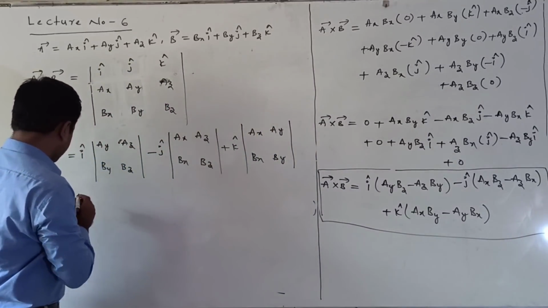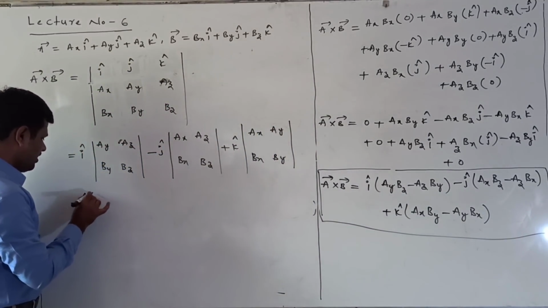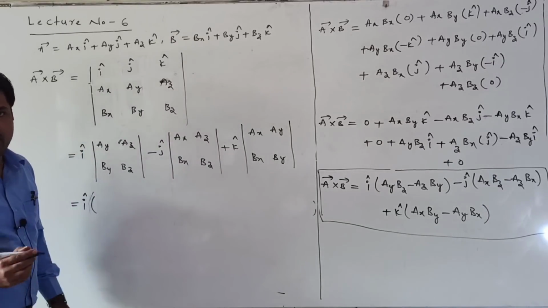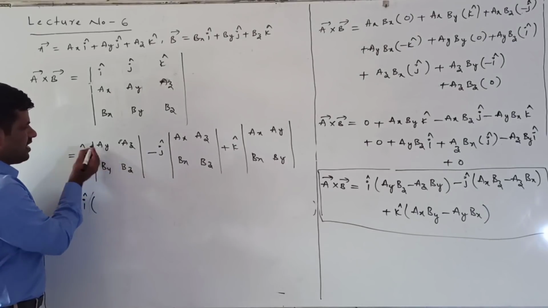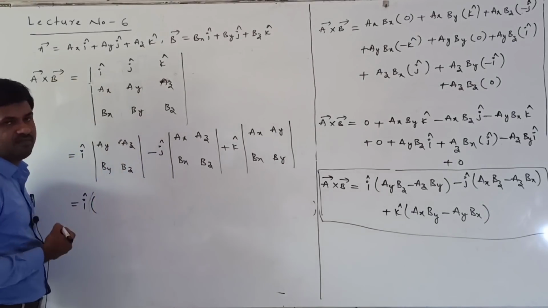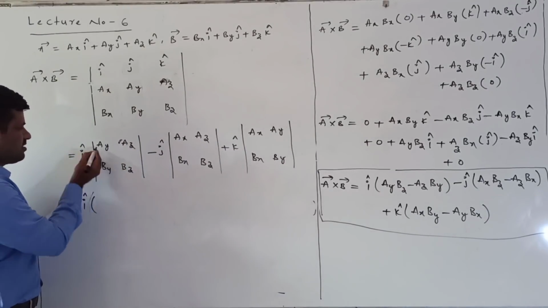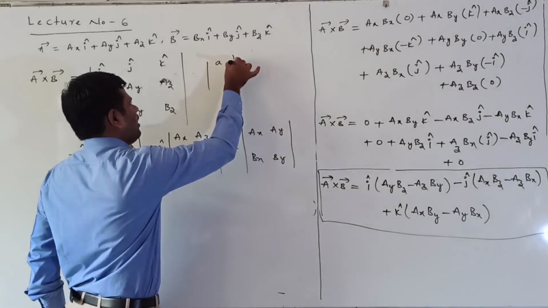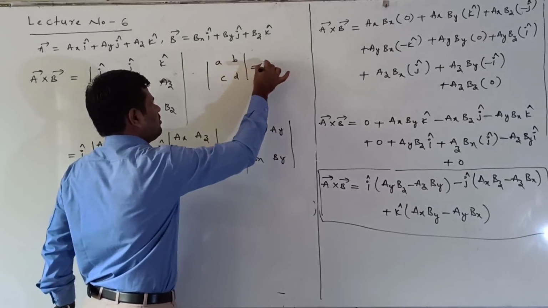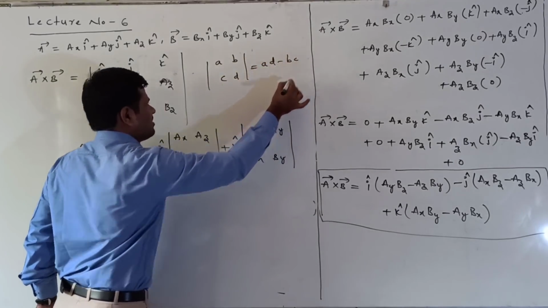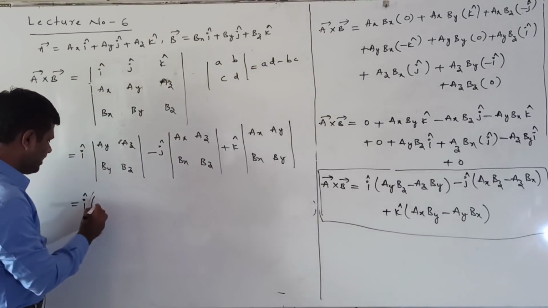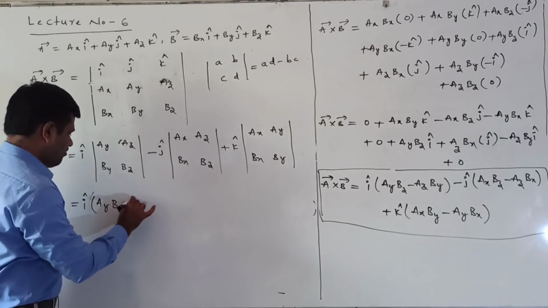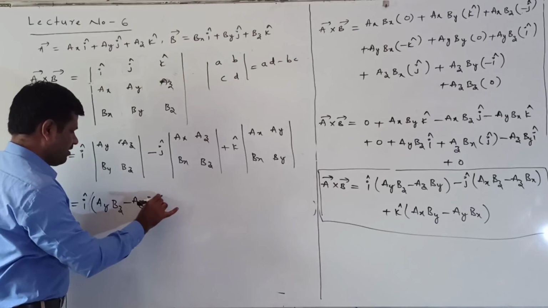Now what is coming here? This is i cap into, this is multiply this one, i cap into AD minus BC. Already we know that one. AD minus BC means this is AD, this is BC. Generally we are comparing with A, B, C, D is equal to AD minus BC. From this I am writing. Now what is getting here? AY, BZ minus of AZ, BY.